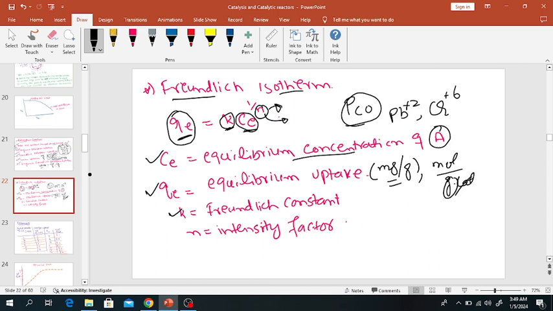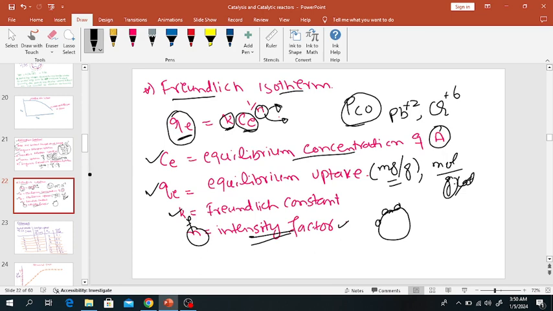This is the Freundlich constant. It can also be written as Kf, and this is the intensity factor. It shows the interaction between the adsorbate and adsorbent. Suppose this is the adsorbent and this is the adsorbate. So how are the adsorbate attached to the adsorbent?